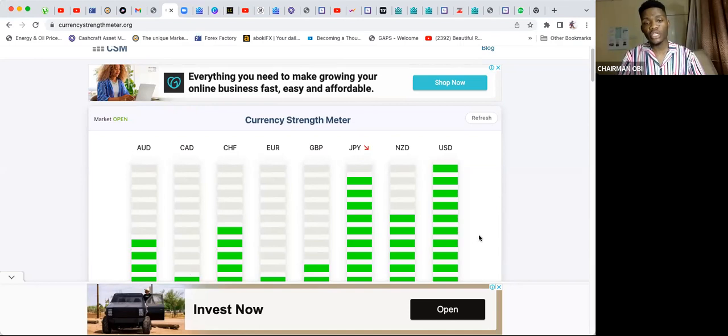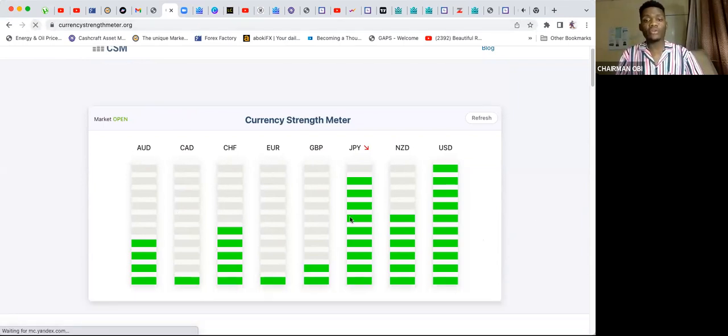CAD is very weak. USD is very strong. CAD is weak. So if you are looking at a USD CAD market, that simply means that this is a very lovely buy. Like the market is buying beautifully, right? I will refresh again just to be on the safer side as well, right? Always refresh because anything can easily happen, right? Okay, so we are good to go.